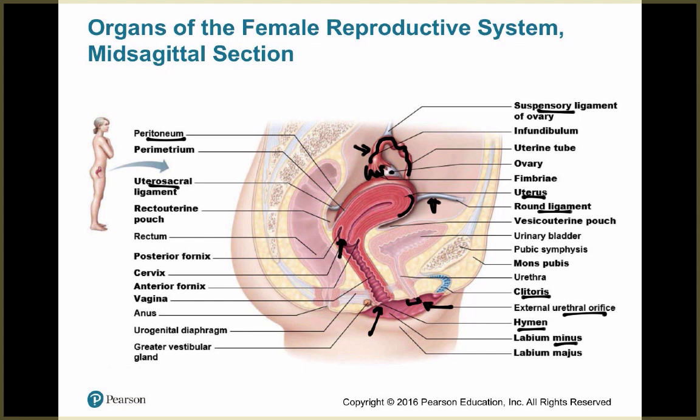Of course, the labia minora and the labia majora that we talked about earlier. Here's the vestibular gland, that's like the vulvovaginal gland, right? And the next thing that we're actually going to talk about, just kind of hit some of these, is the vagina. So let's talk about that really quick.